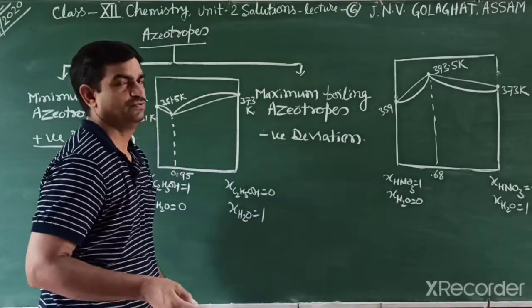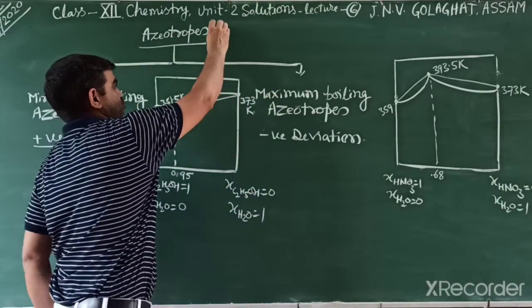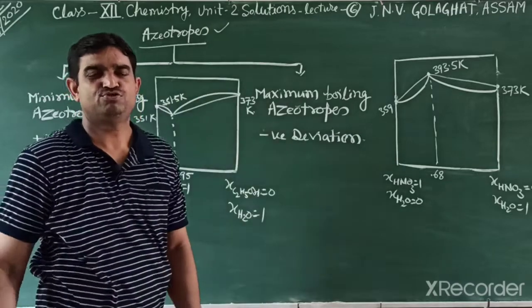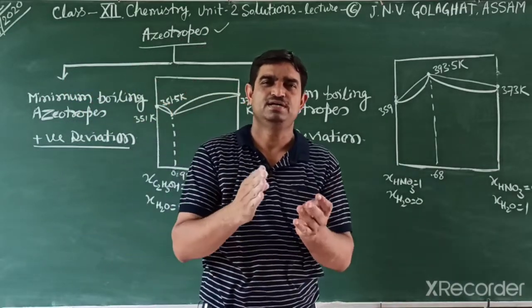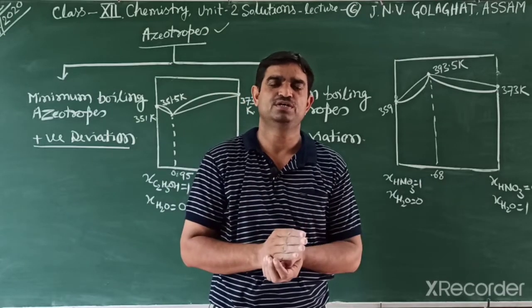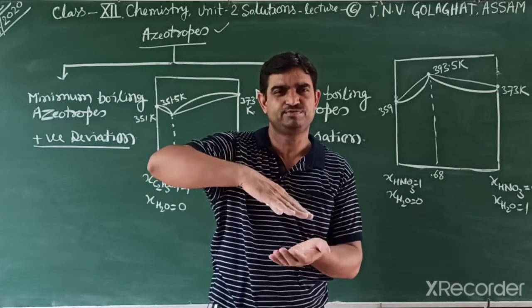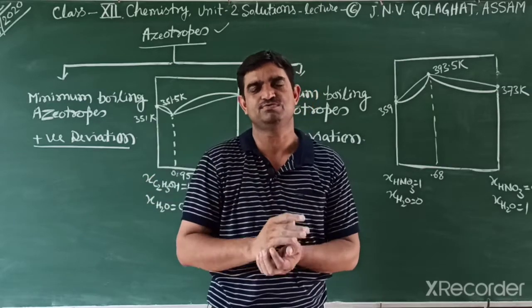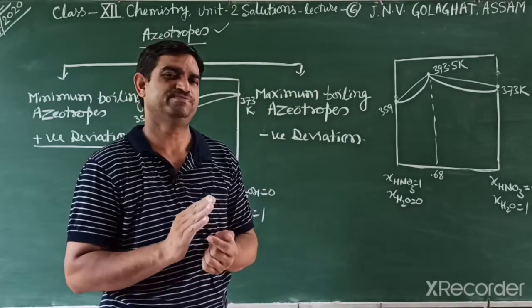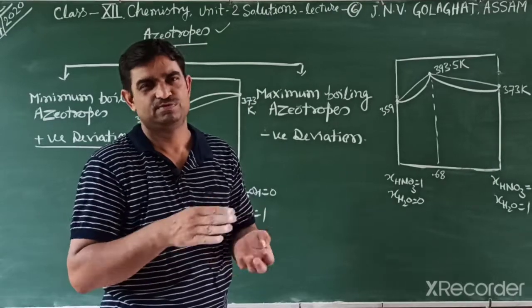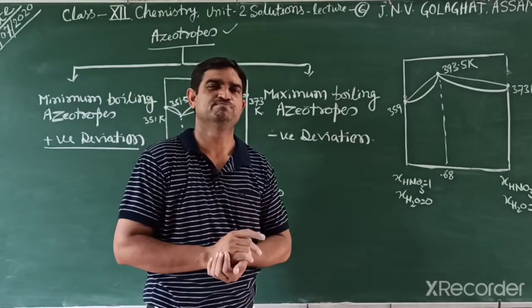Next we study what azeotropes are. When we mix different liquids, an azeotrope has a fixed composition at which the liquid and vapor states have the same composition, and they can't be separated by fractional distillation. Both boil at a constant temperature.